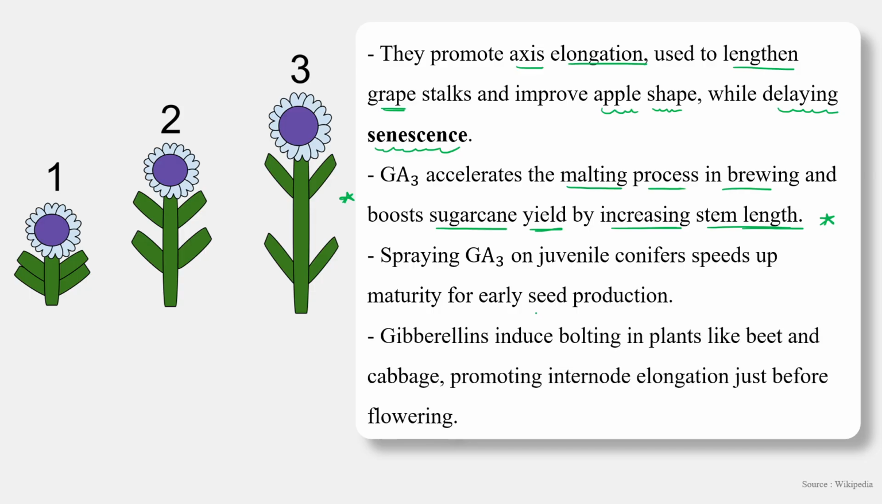Gibberellin induces bolting in plants like beet and cabbage. It promotes internode elongation, as you can see over here in this picture. Okay, just before the flowering.